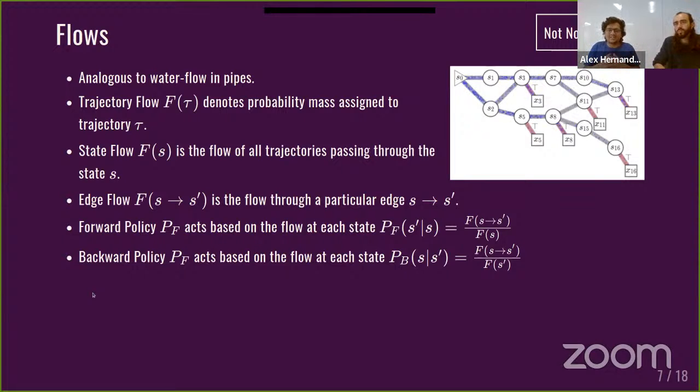A more practical reason would be, let's say you're given, once you have a trained GFlowNet, now, oh sorry, I just noticed there is a typo. It should be a backward policy P_B. Apologies for that.